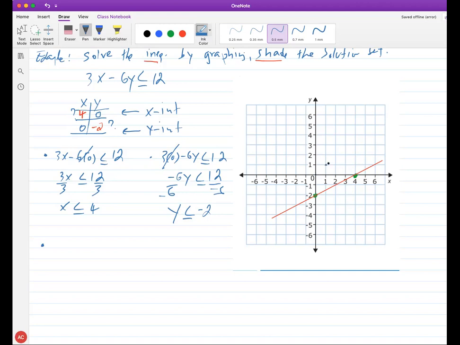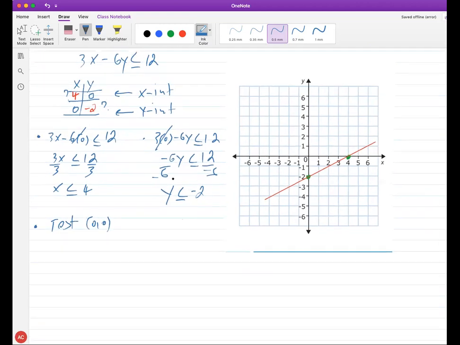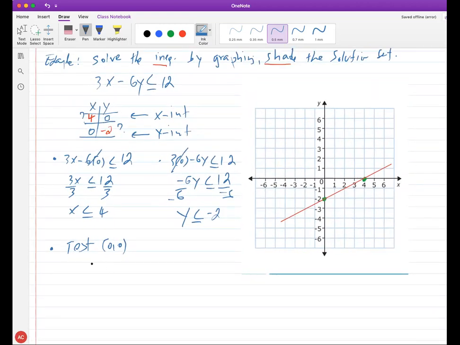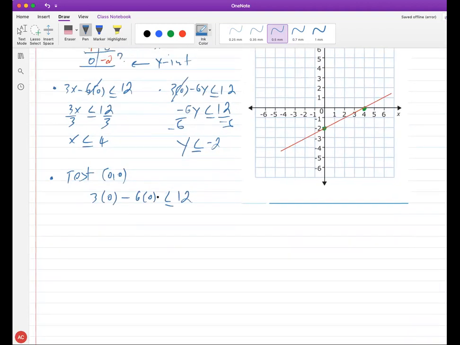Or you can test 1, 1. You can test 2, 1. Or negative 2, 2. Any point basically. But again, the most convenient one to test is this. Test 0, 0. This point here. Into basically this. So it's going to be 3 times 0 minus 6 times 0 less than or equal to 12. These cancel out. That's the convenience. 0 minus 0 is 0. Okay, is this a true statement?